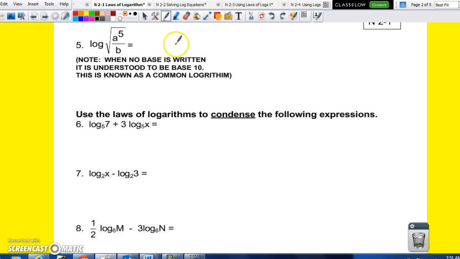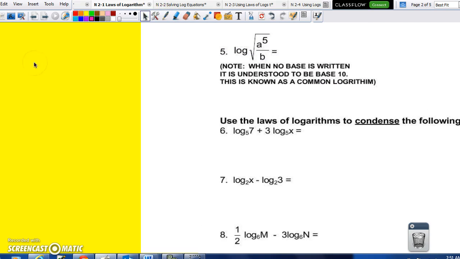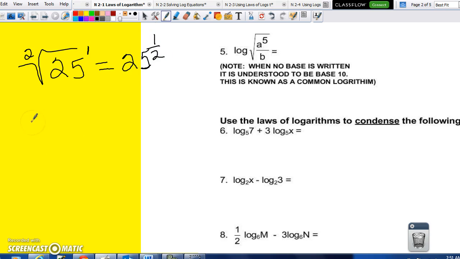Okay, class, I know when you look at number 5, you're thinking, wait a minute, that looks a little bit different. But remember how we talked about the square root of 25 really has a 2 here and a 1 here. So that can be written as 25 to the 1/2 power. So the cube root of 27 could also be written as what? That's correct. 27 to the 1/3 power. So let's go back and look at number 5 now.